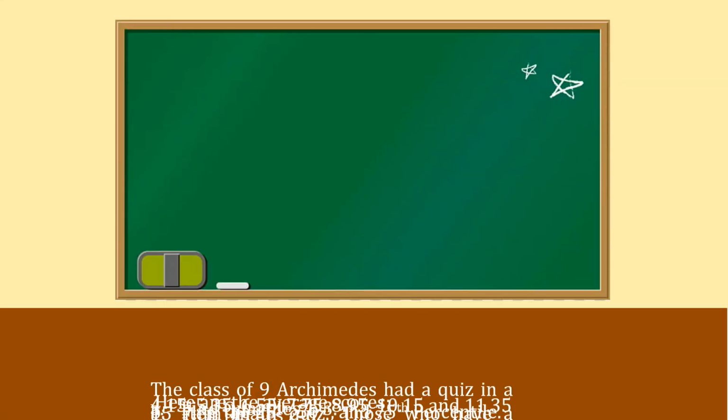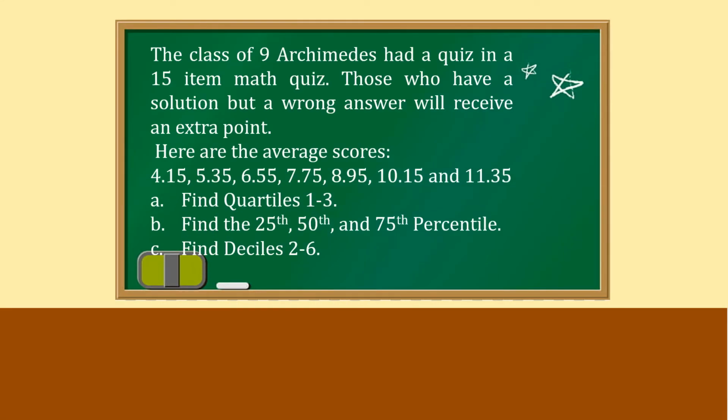The class of 9 Archimedes had a quiz in a 15-item math quiz. Those who had the solution but a wrong answer will receive an extra point. Here are their average scores: 4.15, 5.35, 6.55, 7.75, 8.95, 10.15, and 11.35.